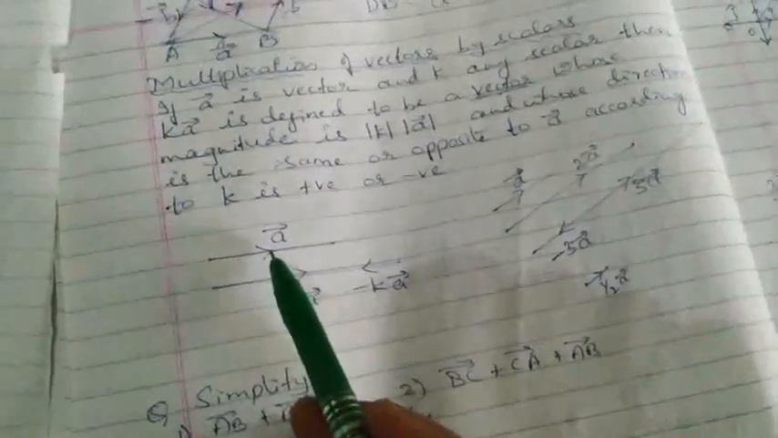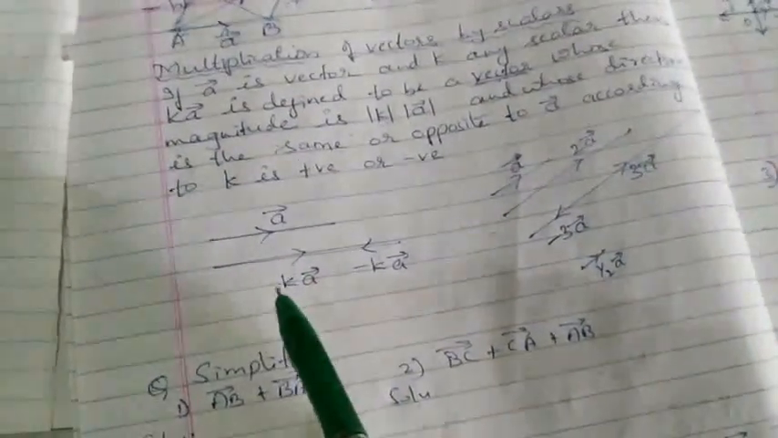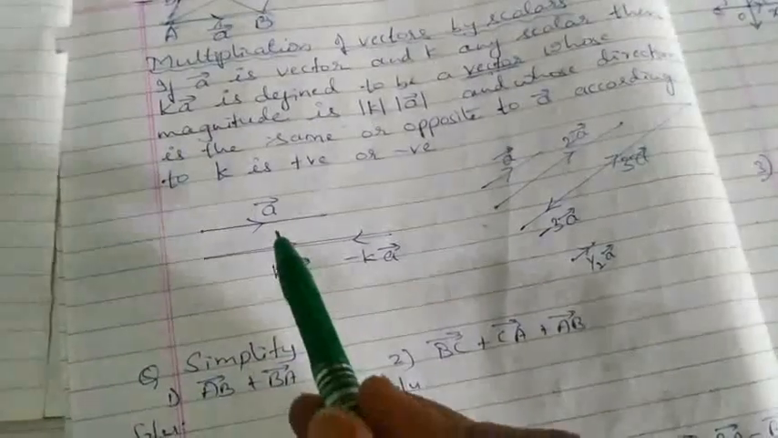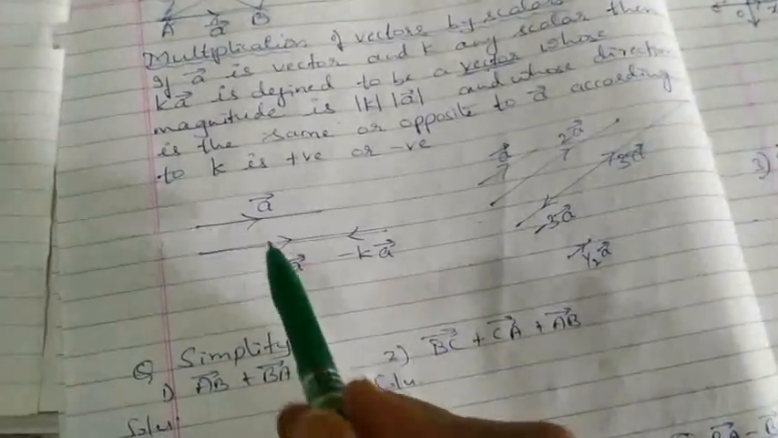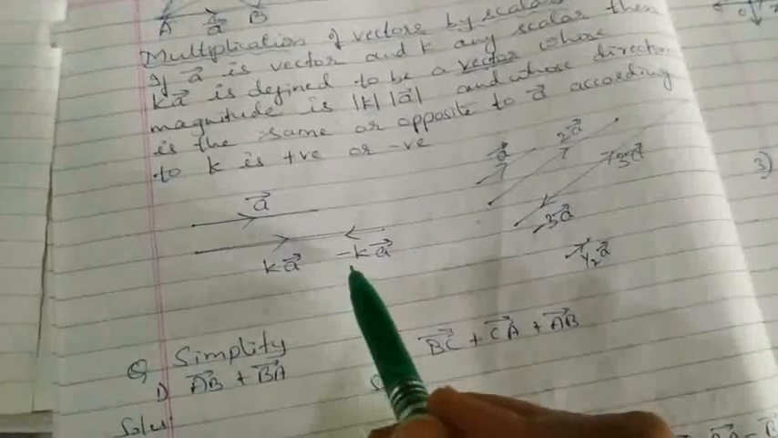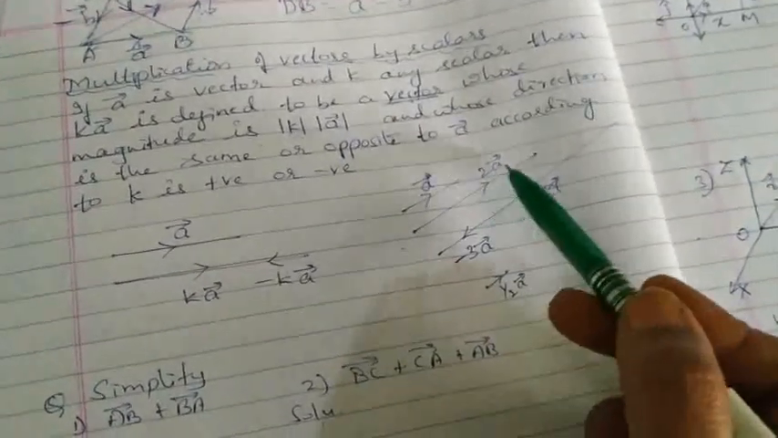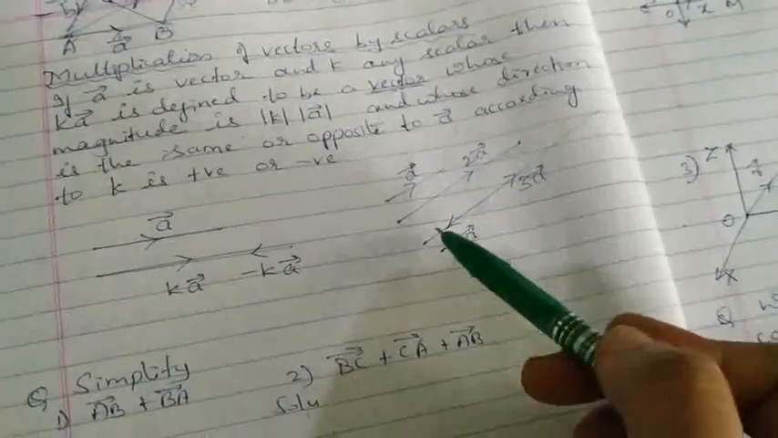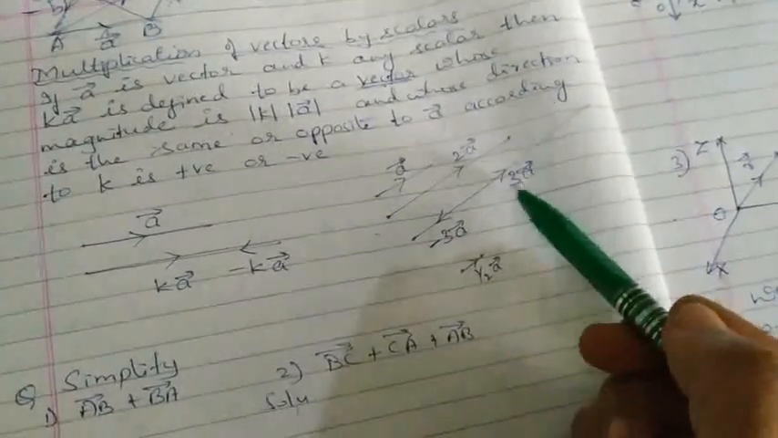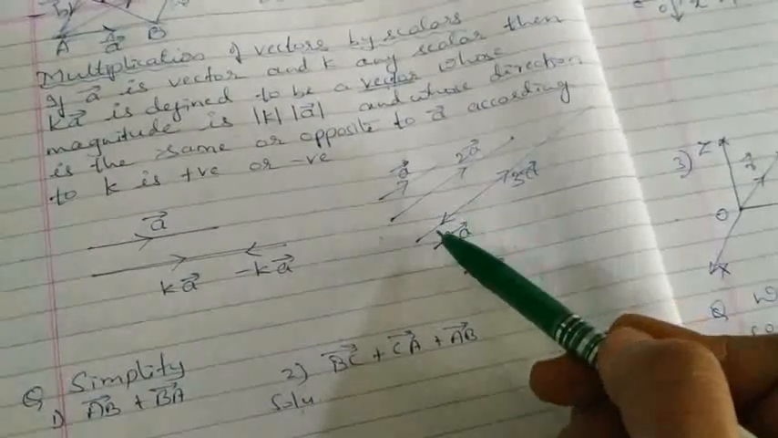So the same I have given here with explanation: vector A and k times vector A. K is positive, so it should remain with the same direction. Negative, opposite direction. Vector A, 2 times vector A accordingly, 3 times vector A accordingly, minus 3 times vector A, direction is reversed.